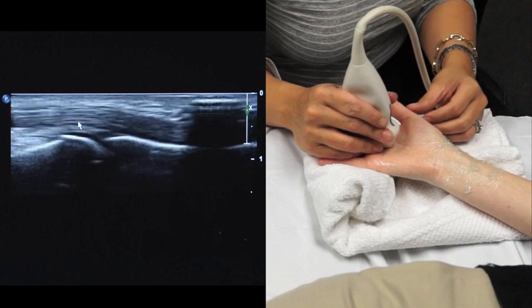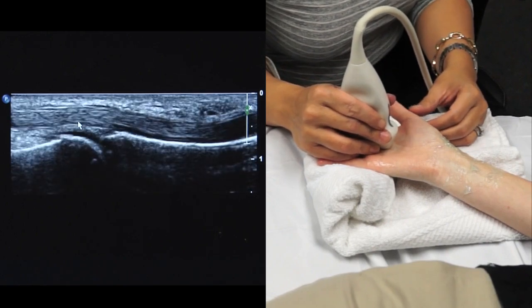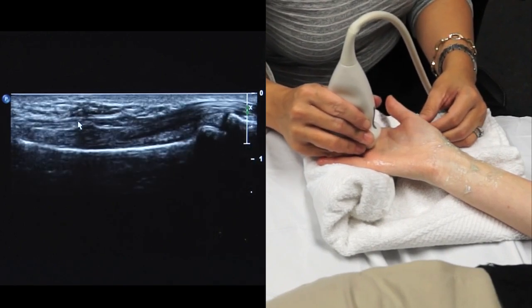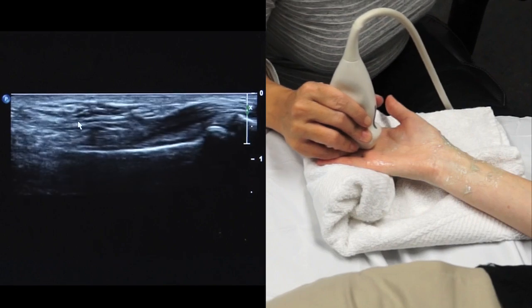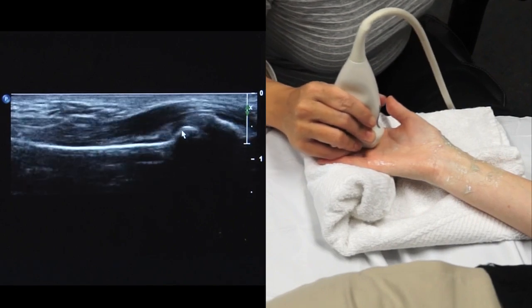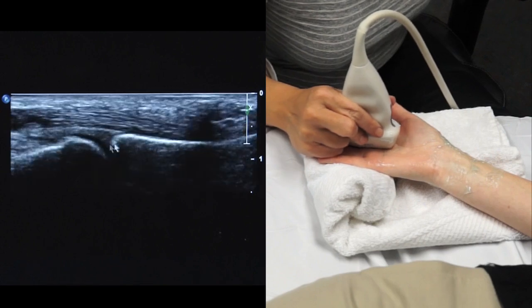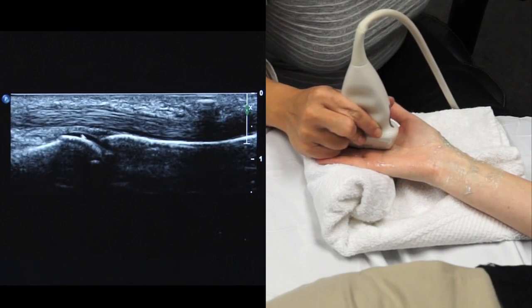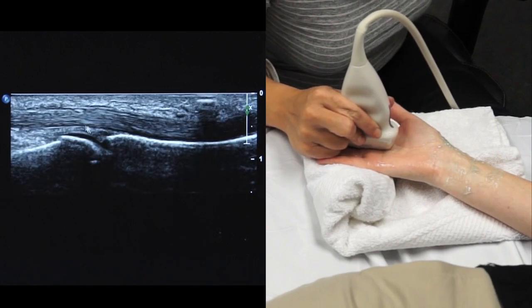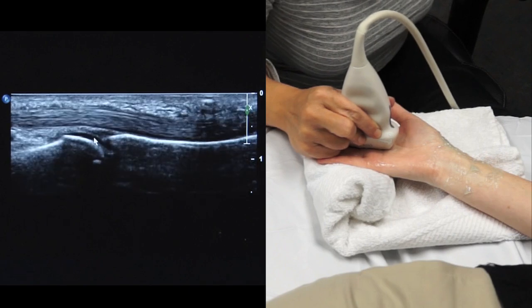One other structure to point out is a volar plate, which is a connective tissue that's sitting deep to the tendon here, and that should not be confused with synovium or synovial hypertrophy.